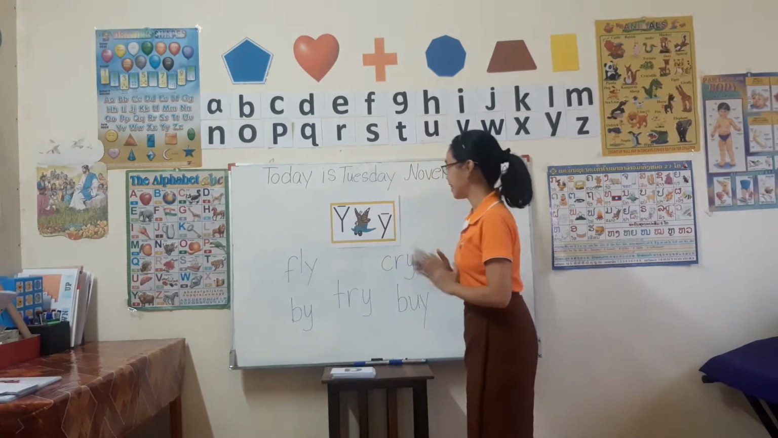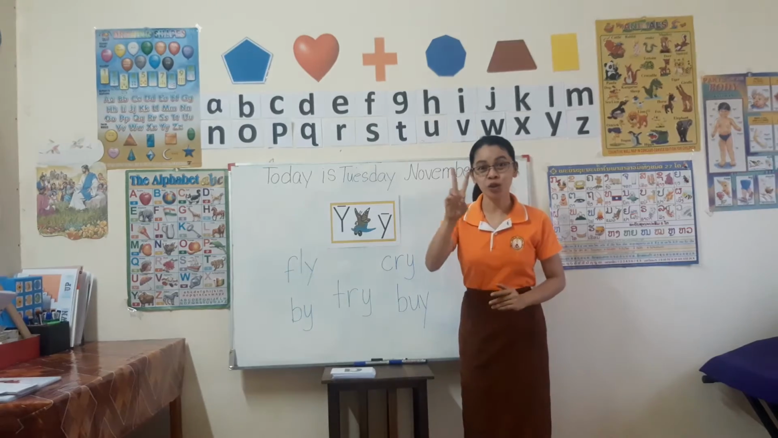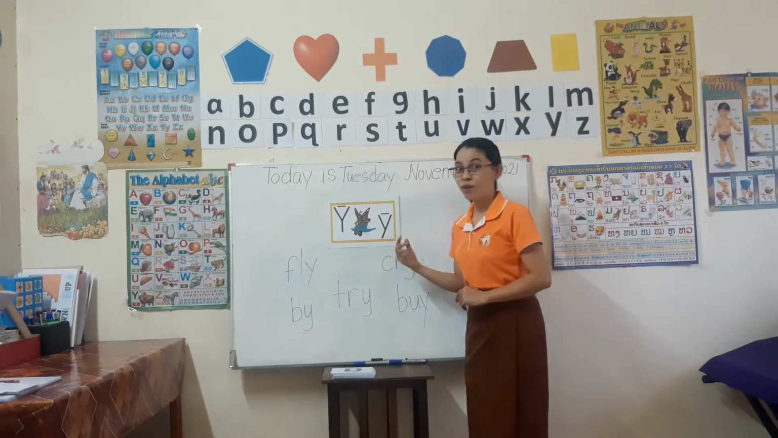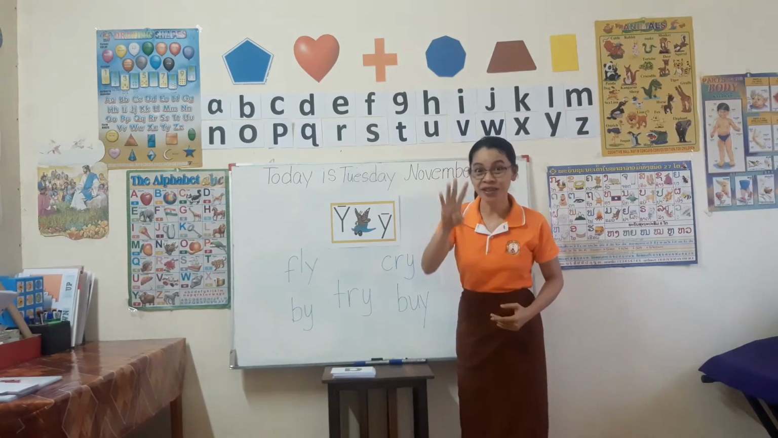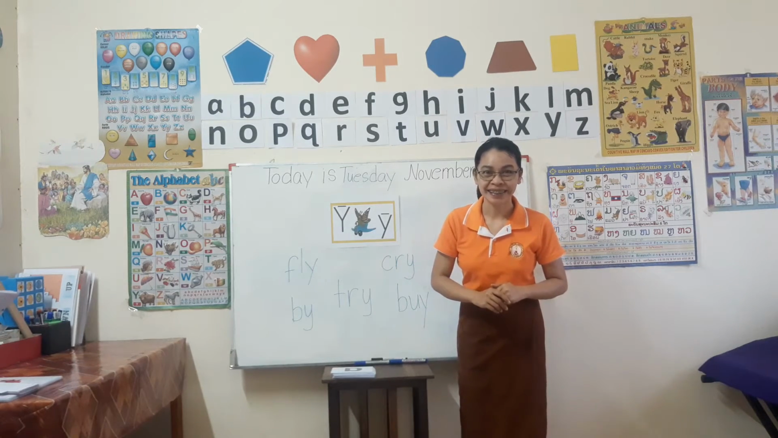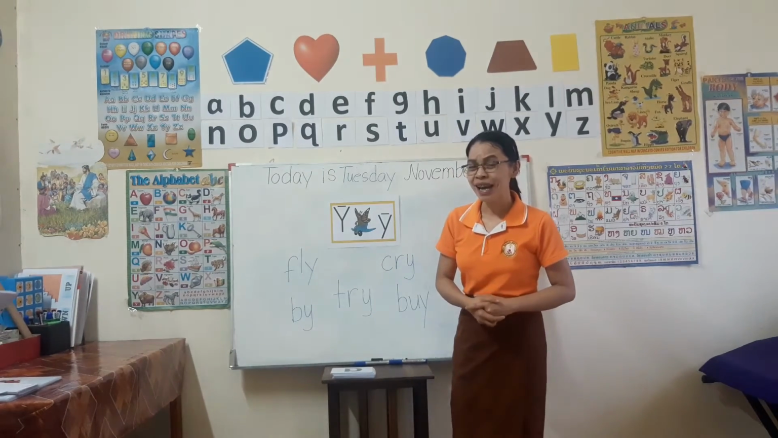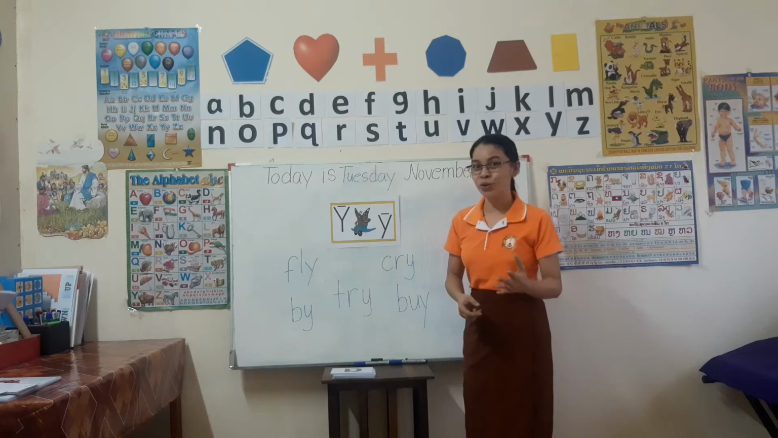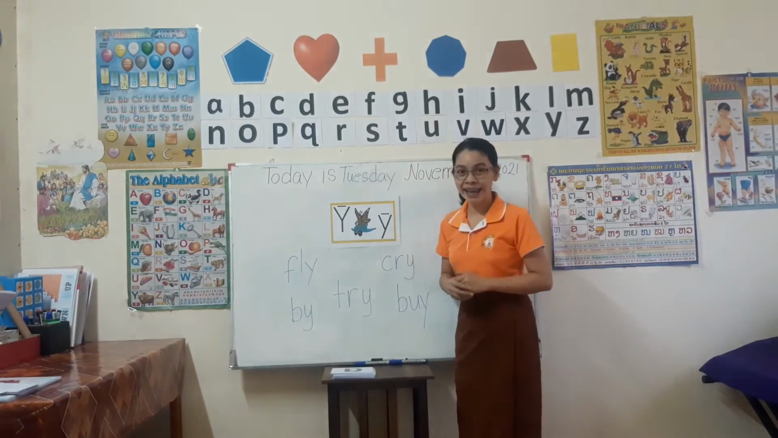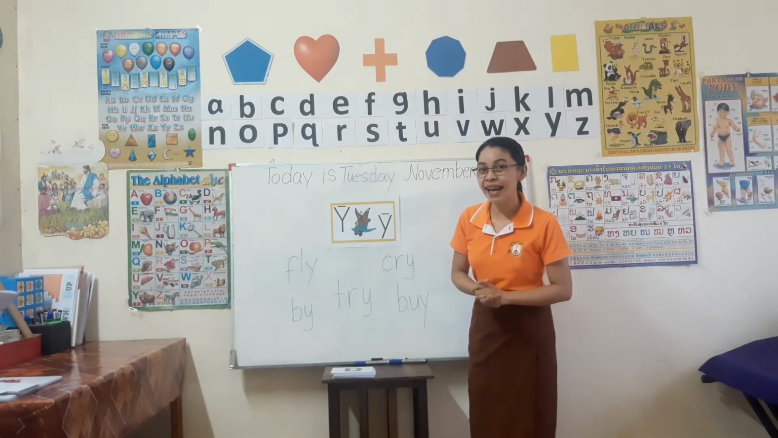Okay, let's get started. We've learned that there are two sounds of I, the E and I, and the Y also has four sounds, and one of those is I also. It's a bit confusing, but children, I want to introduce this to you. The Y says I.